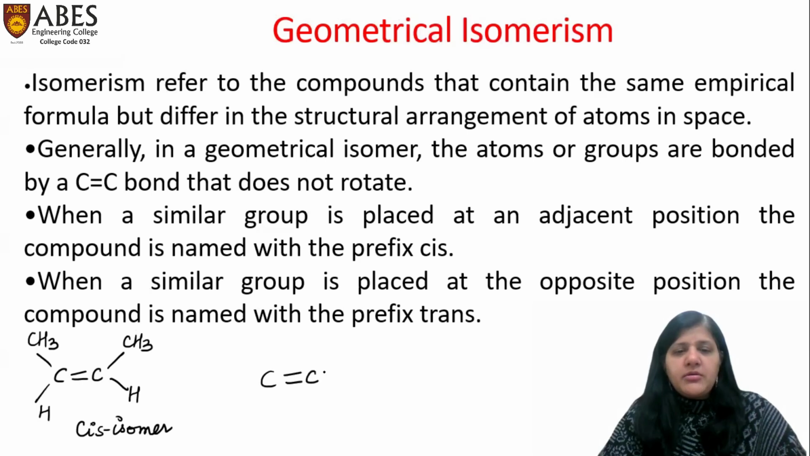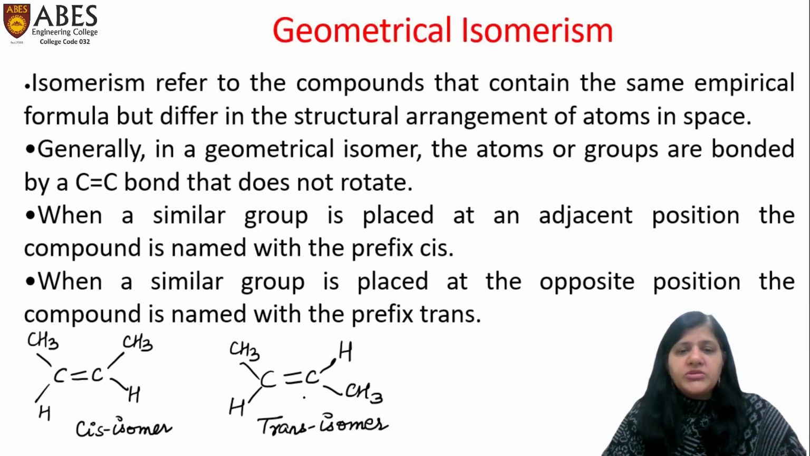Trans isomer, when the methyl groups are opposite, similarly when the hydrogens are opposite. This is a trans isomer when similar types of groups are opposite to each other around the carbon-carbon double bond. This is geometrical isomerism or cis-trans isomerism.